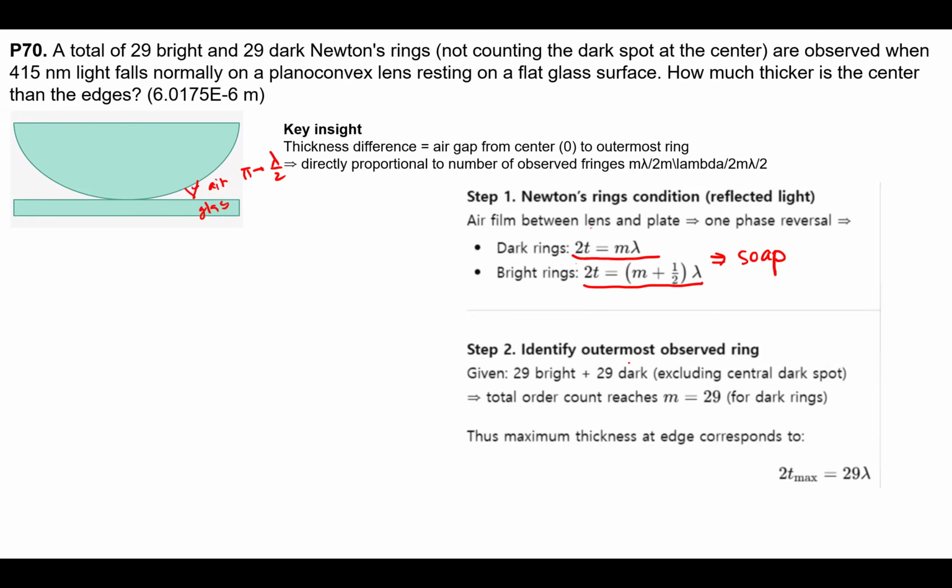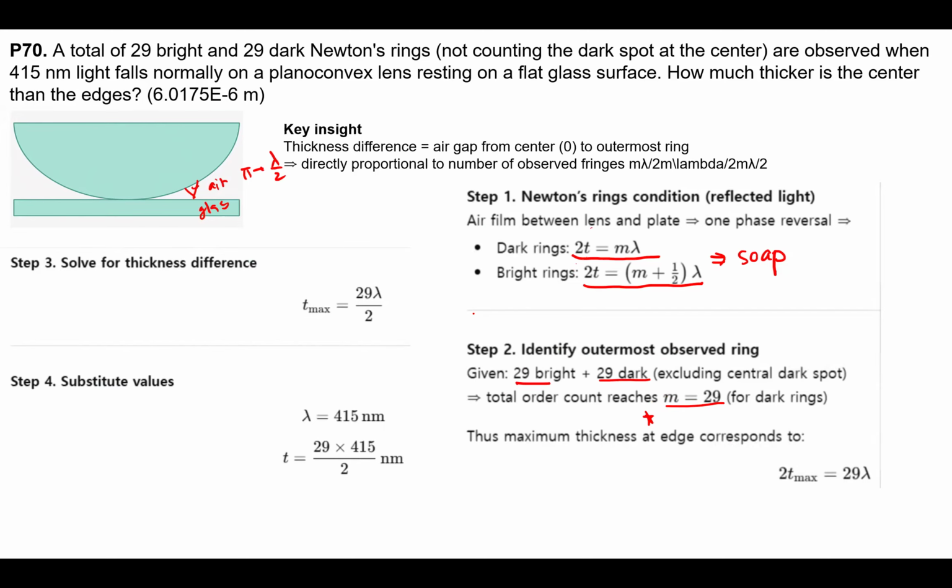And then, once again, 29 bright and 29 dark, so in this case m equal to 29. And then we need to get the right m. Okay, so this is the right m. And then if you just plug in m here, you can get the t.